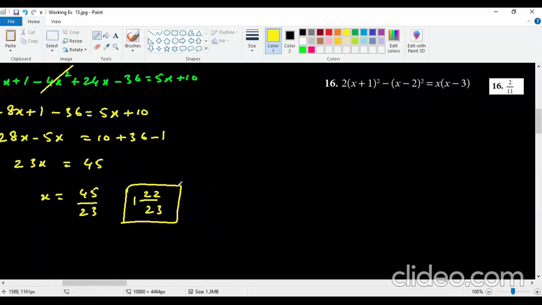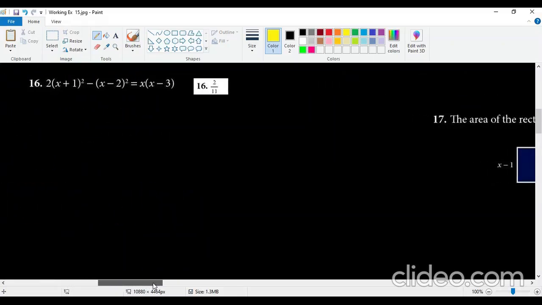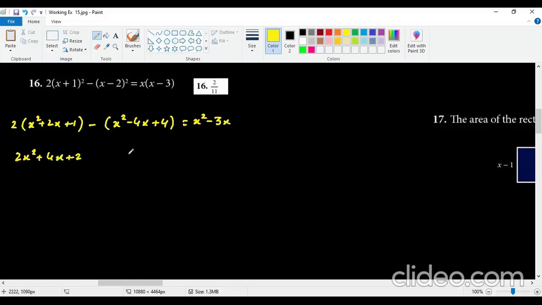Now moving on to question number 16, it's going to be something like this. First of all, we are going to expand the bracket. This is going to give us x square plus 2x plus 1, and this is going to be x square minus 4x plus 4 equals x square minus 3x. So the first bracket is going to give us 2x square plus 4x plus 2, and the second bracket is going to give us minus x square and plus 4x and minus 4 equals x square minus 3x.